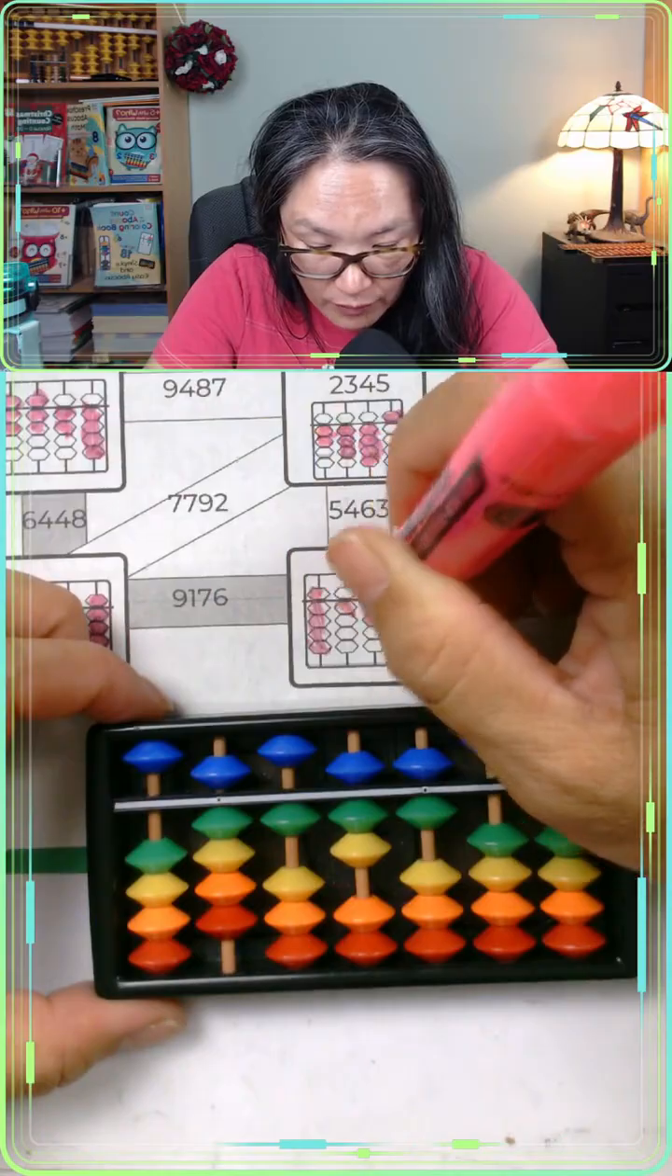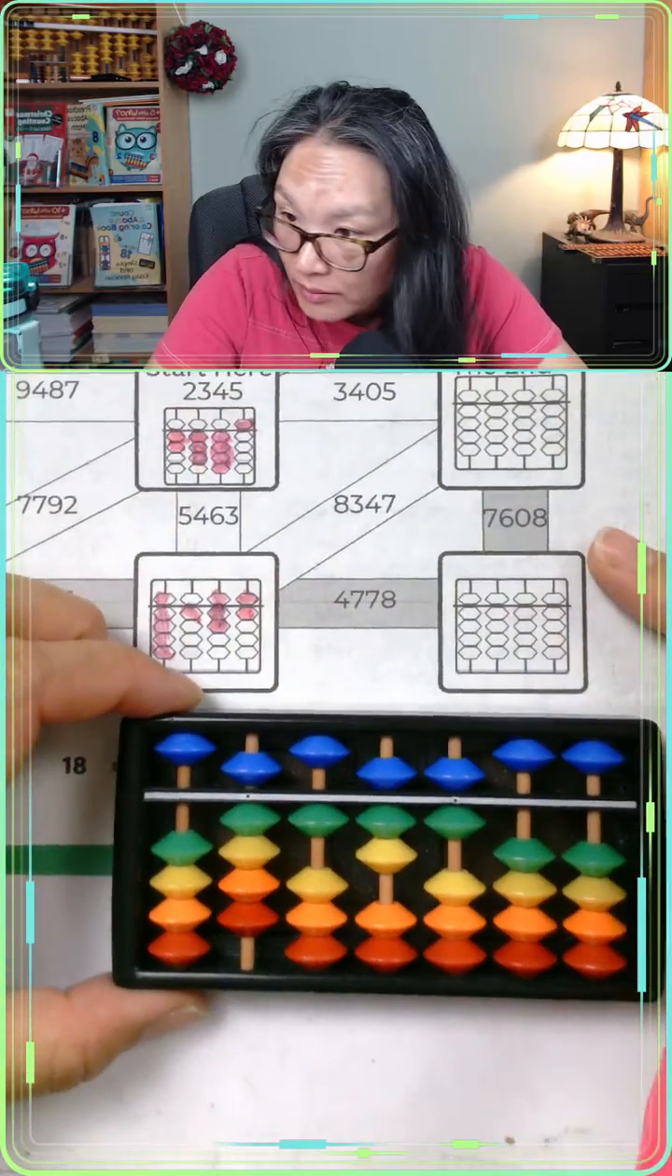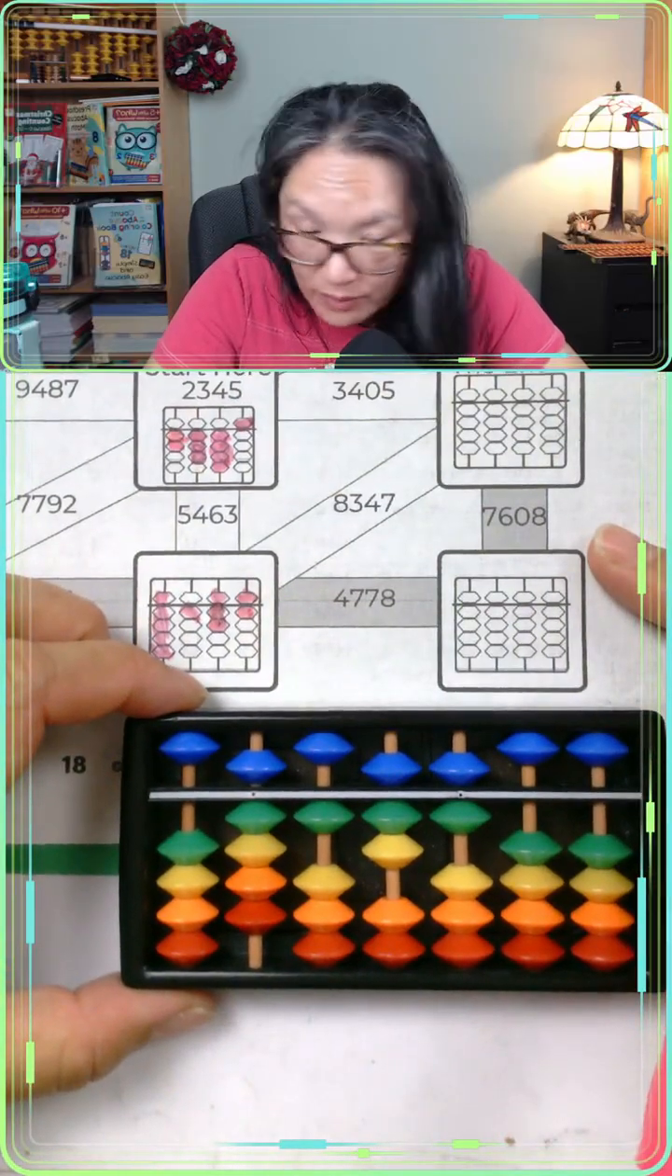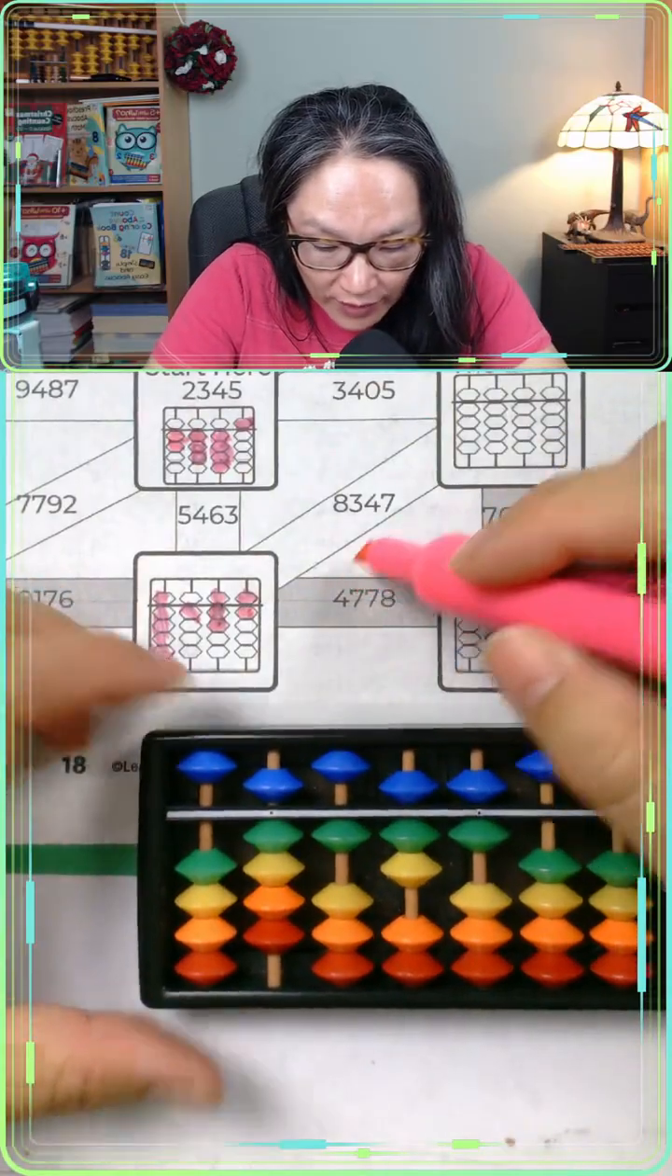9,176. This is part of my maze book, How to Read the Abacus. And everything is a maze. Welcome, everybody. Thank you so much. So we're going to do 4,000, right?